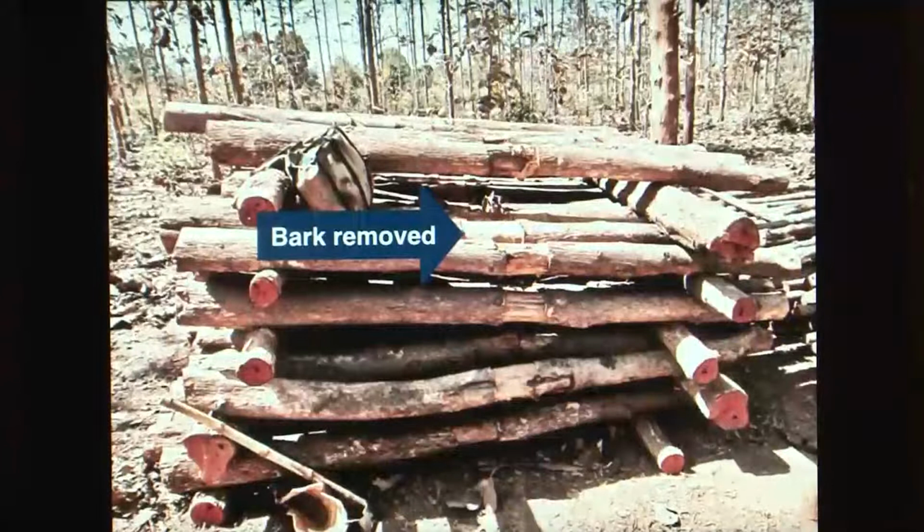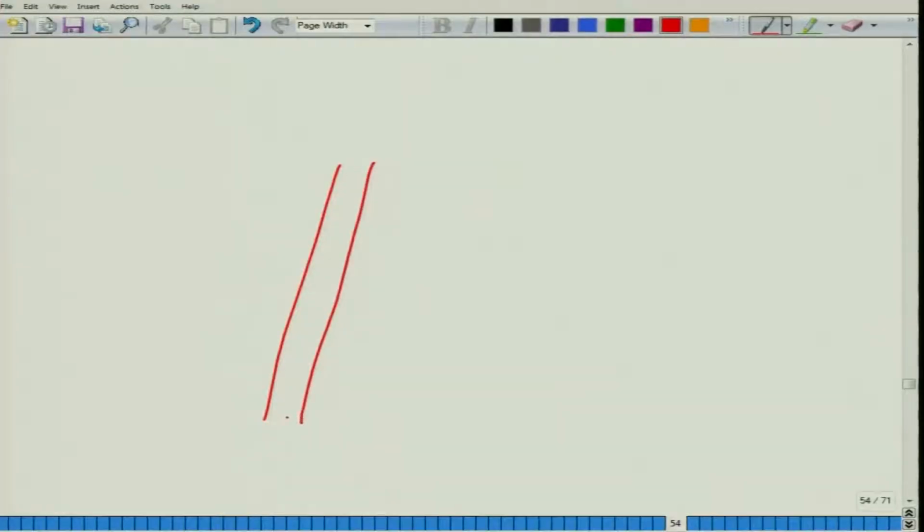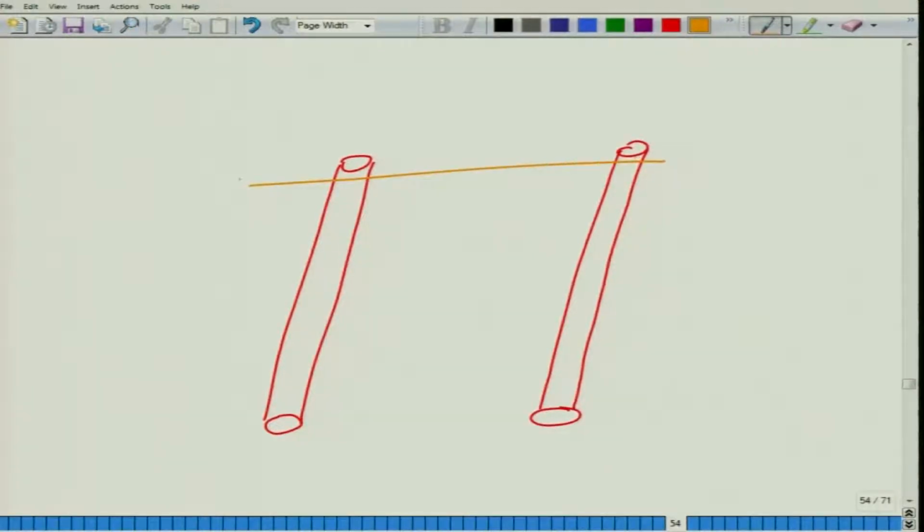Next, let us have a look at this stack of logs. This is how you stack logs in a forest after you have harvested the trees. The stacking is done as follows. You take 2 logs and keep those at the bottom, so they act as stands. In the next layer you will be arranging your logs like this.